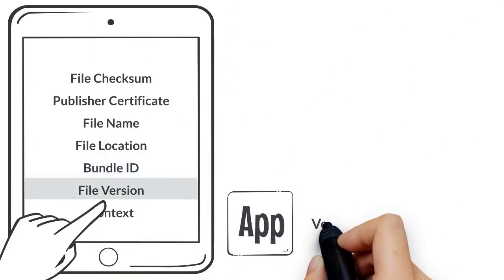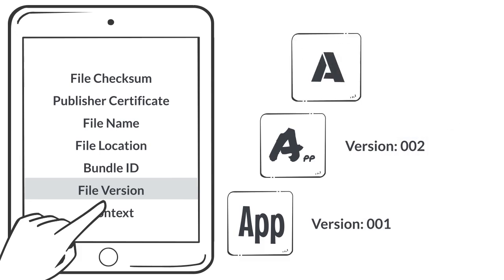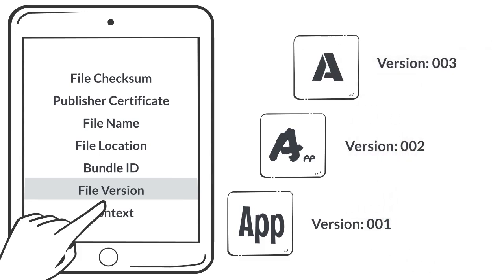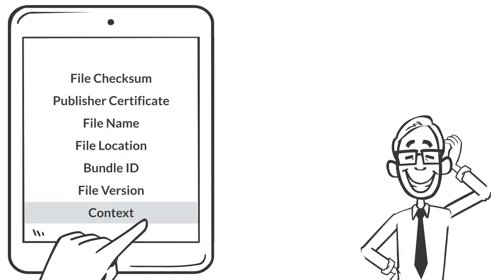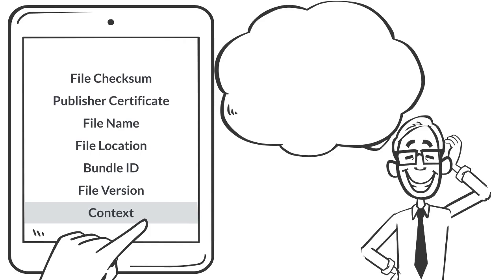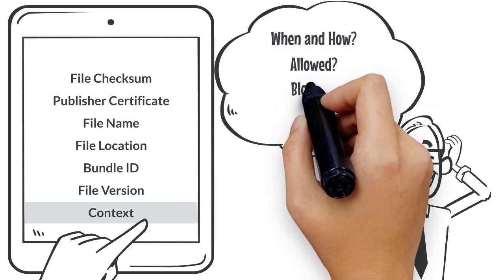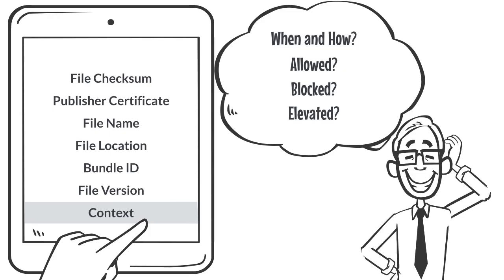File version tracks the revision of the application and can be used to isolate a specific minimum, maximum, or range of versions that you want to target. The typical usage is to block older versions of an application that may have vulnerabilities. Context is exceptionally useful criteria to determine when and how an application can be allowed, blocked, or elevated. This is a deeper topic and will be covered in a separate video nugget.